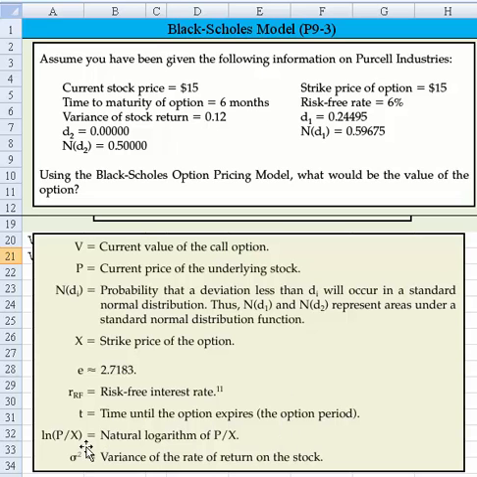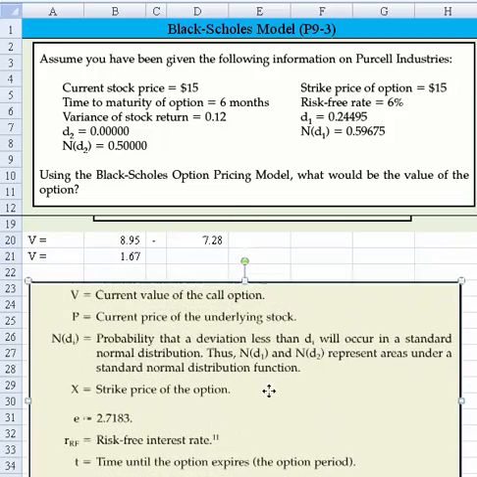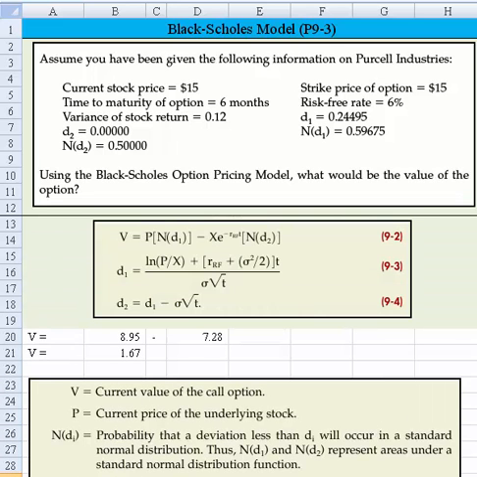And ln of P over X is the natural logarithm of P, the current price of the underlying stock, divided by the strike price. And then I believe that sigma squared is the variance of the rate of return on the stock. Okay. Now, I've gone ahead and solved this, but I want to illustrate how we solved it. We slide back up here. We're simply solving for expression 9-2.